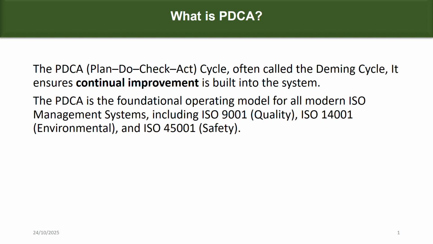Now we are starting the video on the PDCA. What is PDCA? The PDCA, Plan Do Check Act Cycle, often called the Deming Cycle, ensures continual improvement is built into the system. The PDCA is the foundational operating model for all modern ISO management systems, including ISO 9001 for quality, ISO 14001 for the environment, and ISO 45001 for the safety management system.